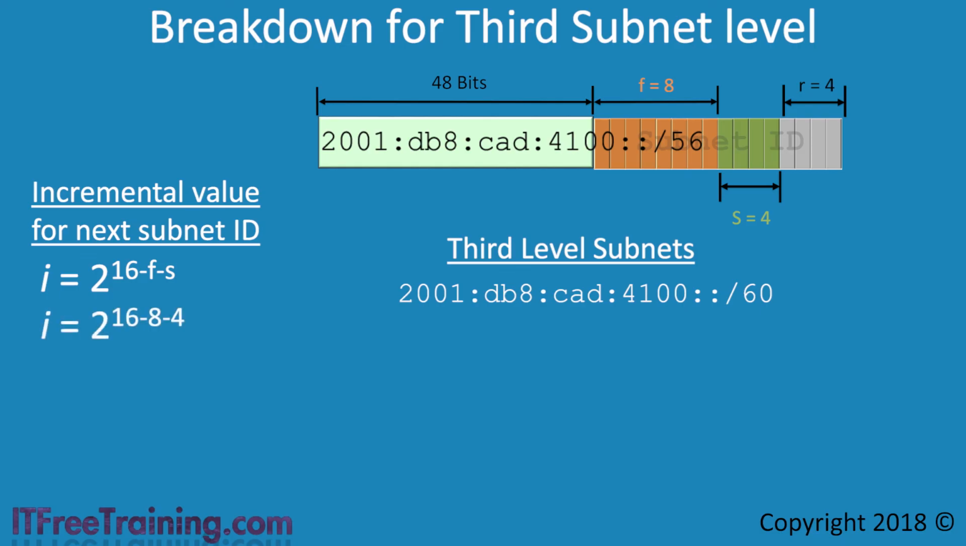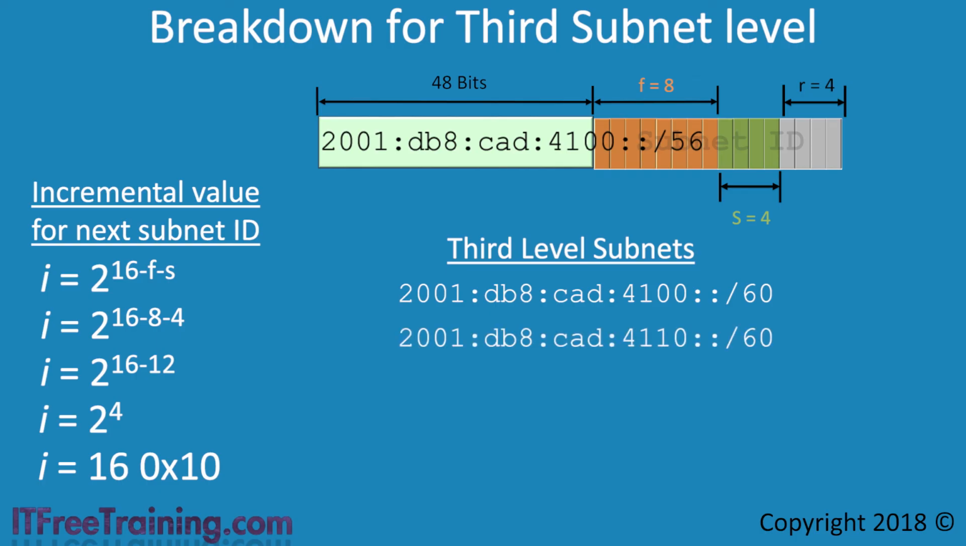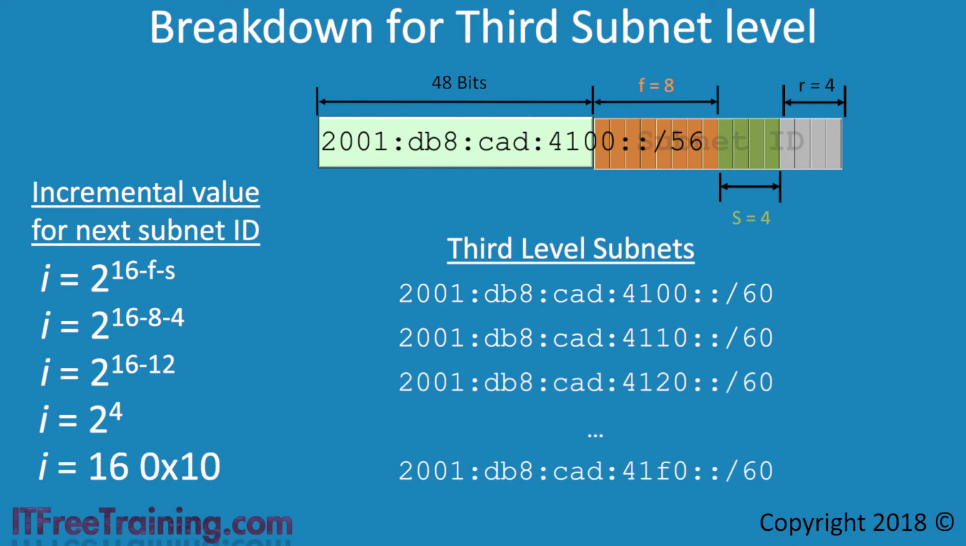The value of 8 is used for f, and the value of 4 is used for s. Once these values have been put into the equation, it is a simple matter to work out what the result is. This gives a value of 16, or 10, in hexadecimal. I won't worry about working this out using the calculator, as the value is small and easy to work with. To work out the second network, simply add 10 in hexadecimal to the last network address. The same process is done for the next network. This is repeated until the last network is worked out.